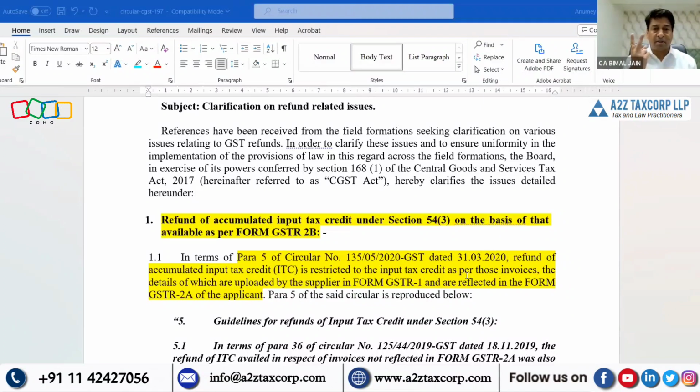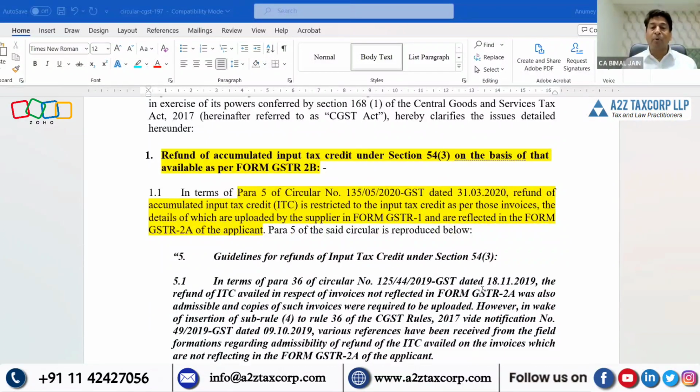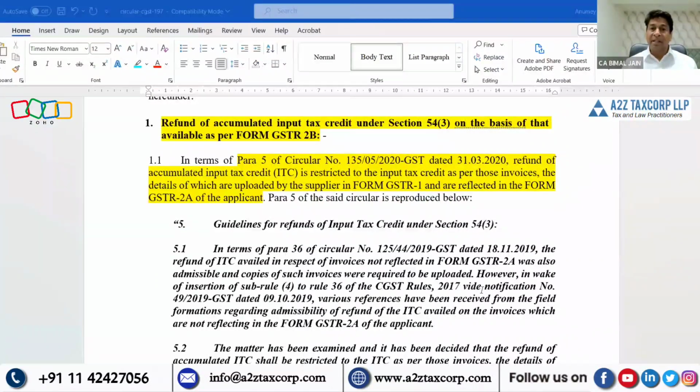And they're zero-rated export of goods or services and supply to SEZ unit or developer. Now, we all know that the relevance of 2A is no more applicable from 1st January 2022. It is GSTR 2B. Hence, this clarification is being issued. If you look at para 5 of circular number 135, there was a reference of GSTR 2A. So I'm not reading all, I've given the background.